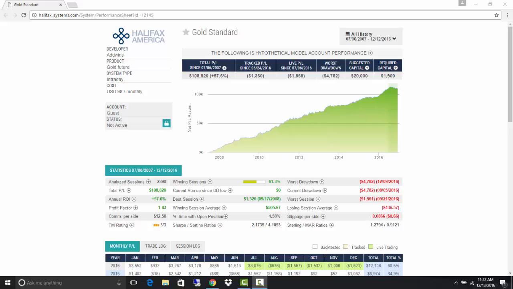For our third system, we selected an algorithmic strategy that trades gold futures. The worst historical drawdown relative to the suggested capital is about 23.9%, which is below our 35% limit. It has a positive profit factor of 1.83, and its frequency of wins versus losses is at about 61.3%. It also has a positive mathematical expectancy of about 141, which is well above zero.